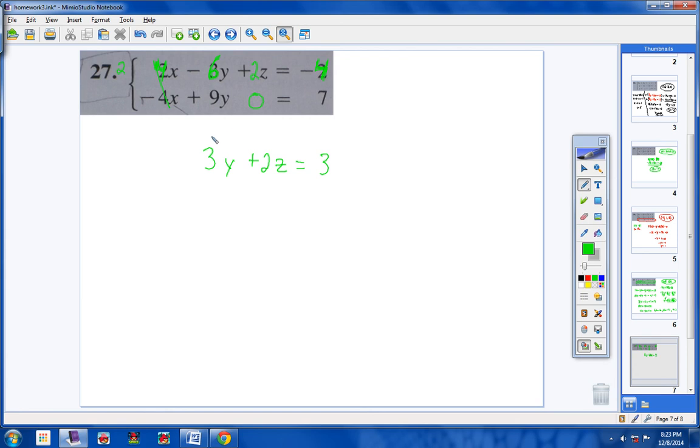So next, you want to get y by itself and z over here. So 3y equals 3 minus 2z. Now divide everything by 3. Okay, divide this by 3. 3 is canceled. Divide this by 3, you get 1. Divide 2 by 3 and you get 2/3.